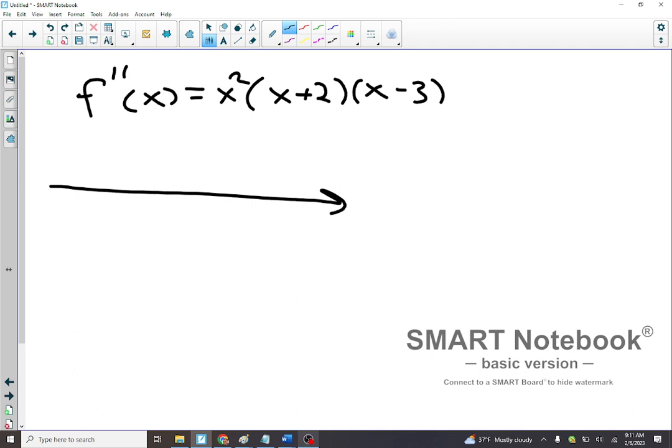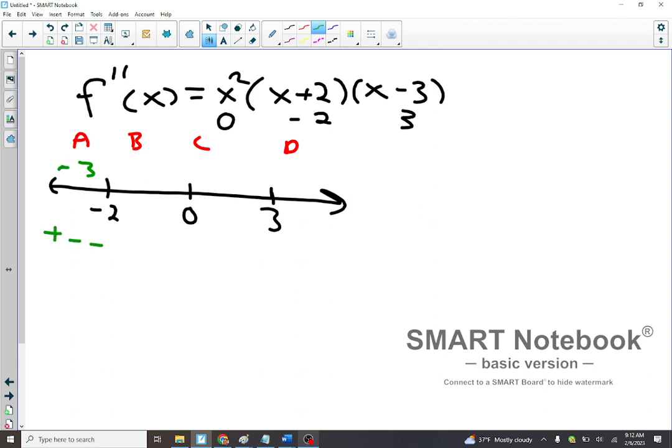The work we do is exactly the same as the previous one, where the answer here is 0, -2, and a positive 3. So -2, 0, 3. I labeled the sections so it's easier to talk about. Then you take numbers and plug them in. Let's say -3. If I plug that in, I'm going to get a positive number, a negative number, and a negative number. So overall positive, which means it's concave up in this section.